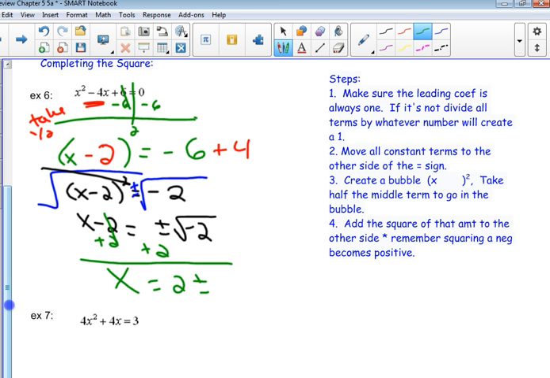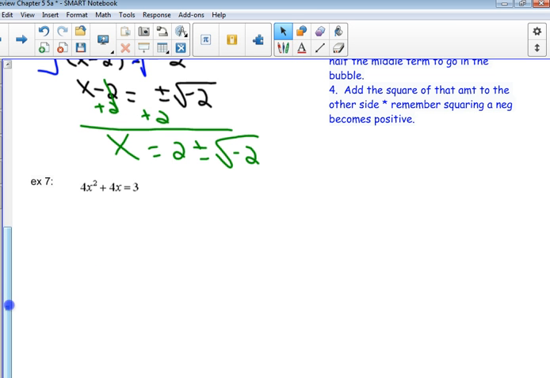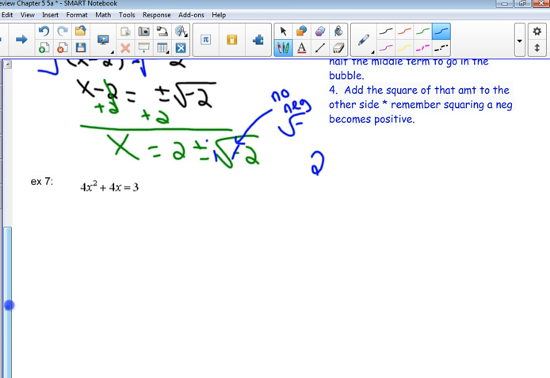Okay, we got one extra thing we have to do. You have to put an i. Good job, Linda. Why do we need an i? Because you have a negative in the radical. Good. So we're going to take this out and we make it an i. No negative under the radical. So when you guys finish this, it's going to be 2 plus or minus i radical 2. This is going to be our answer.